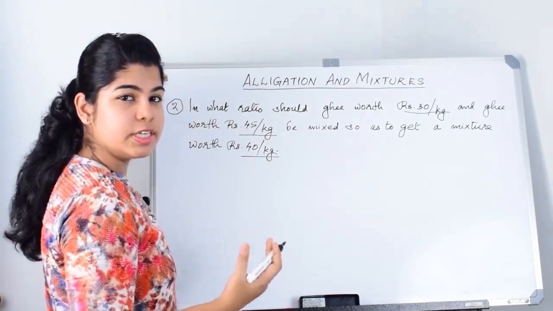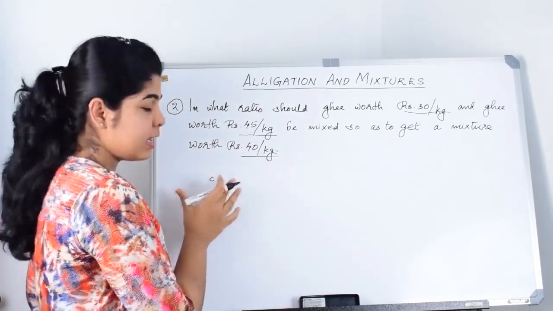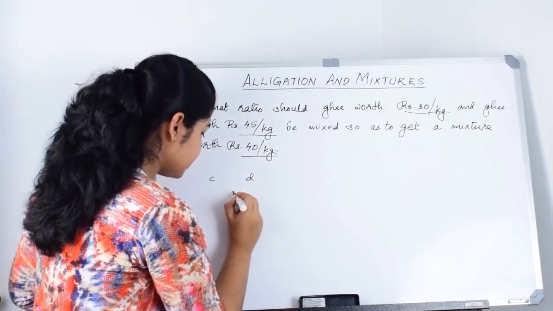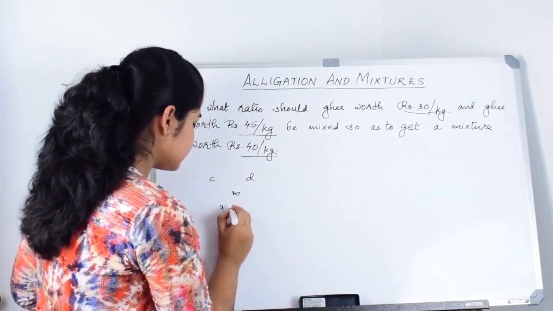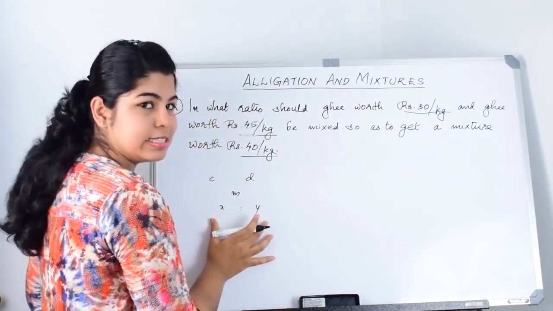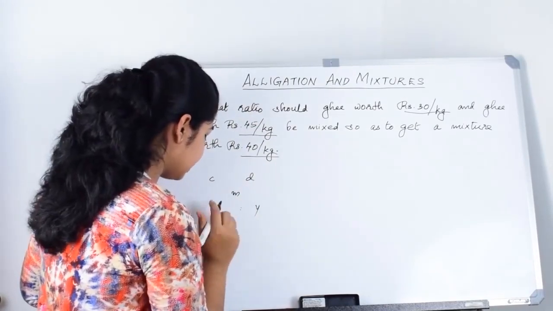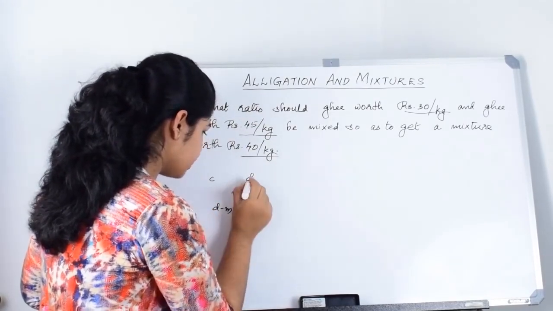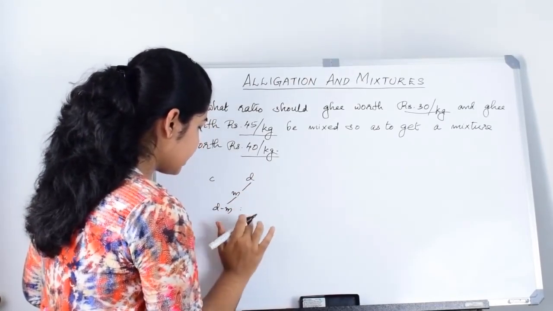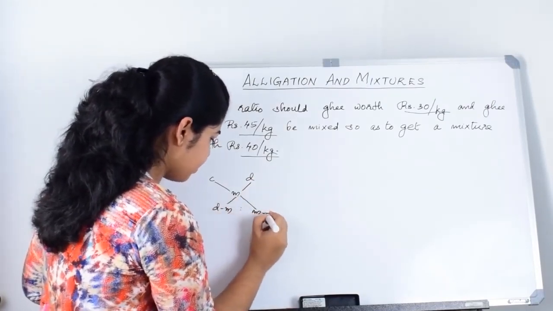So by the rule of alligation, you can write the cheaper price on the left-hand side and the dearer price on the right-hand side, and the mean price in the middle. Then you can find x is to y, right? You are asked to find the ratio, so you need to find x is to y. So x is d minus m, so you can write d minus m here. Then you need to find y as m minus c, so you can write m minus c in this part.